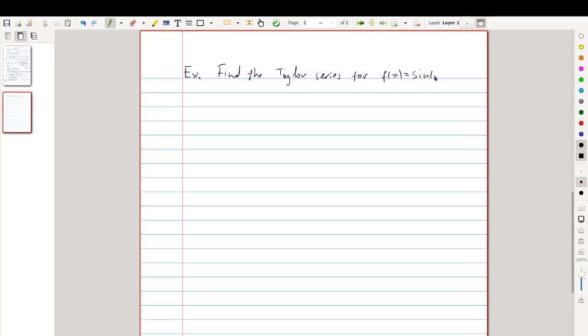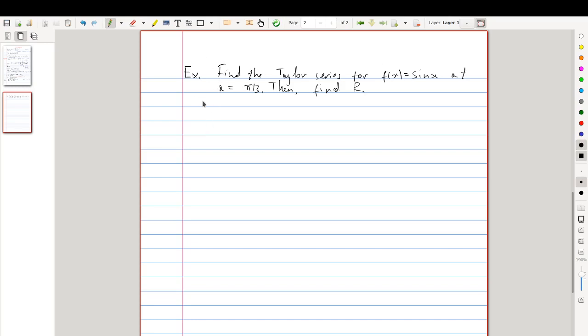At, say, a point a equal to pi over 3. Then let us also find the radius of convergence.